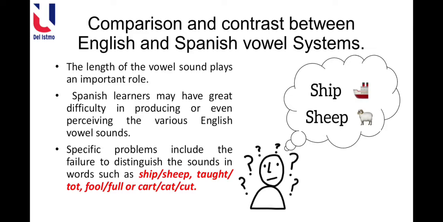For example, Spanish learners may have great difficulty in pronouncing or even recognizing the various English vowel sounds. Specific problems include the failure to distinguish the sounds in words such as cheap, sheep, tout, tot, full, fool, or car, cat, coat.